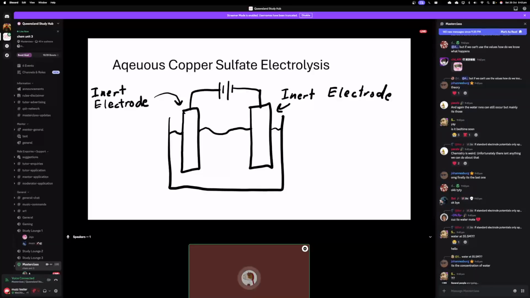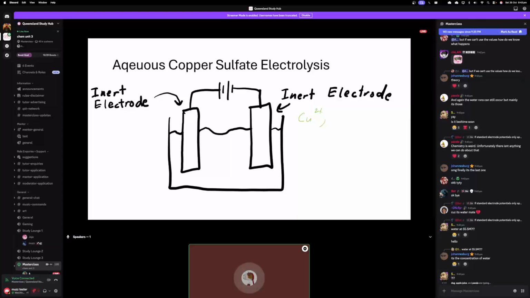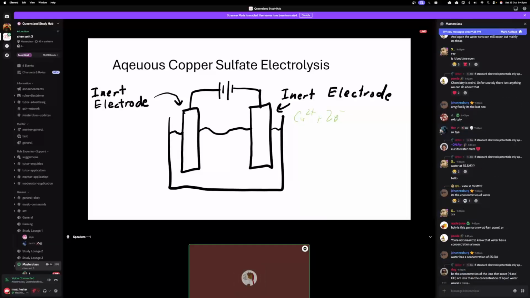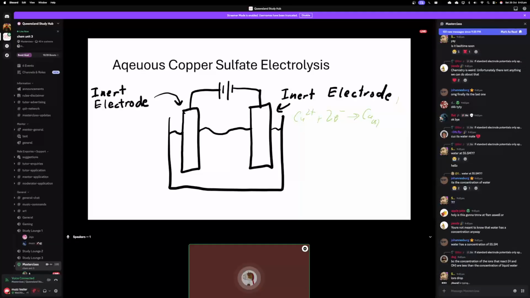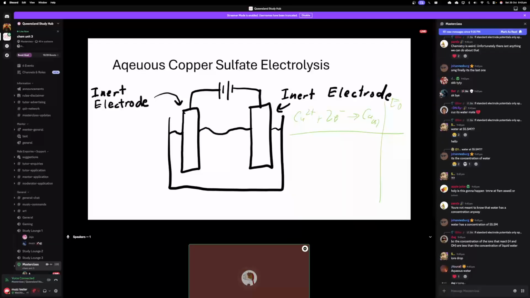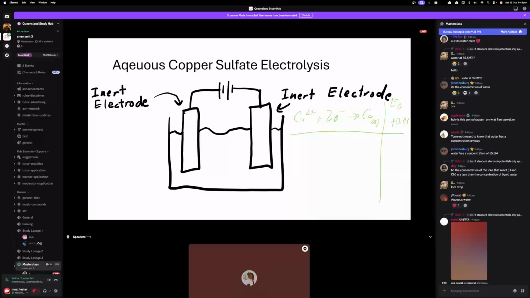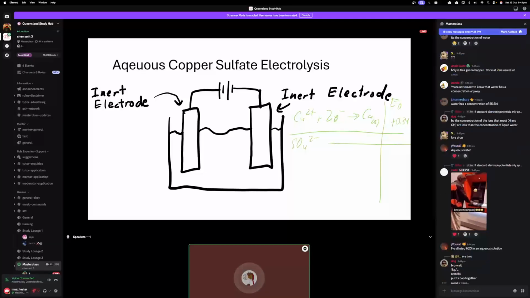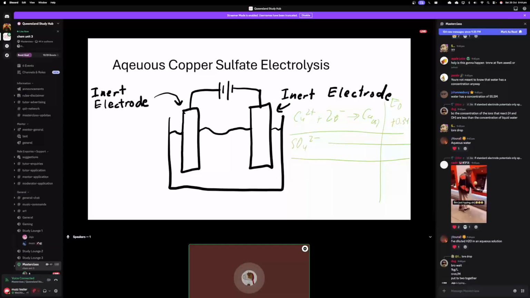So we have Cu2 plus. Let's write it. Cu2 plus 2e minus. I don't know why I don't have a slide for this. That's also my bad. E naught is plus 0.34. SO4 2 minus cannot react at all. There is no reaction for it. Someone correct me if I'm wrong. I don't think there's any reaction with SO4 2 minus on its own.